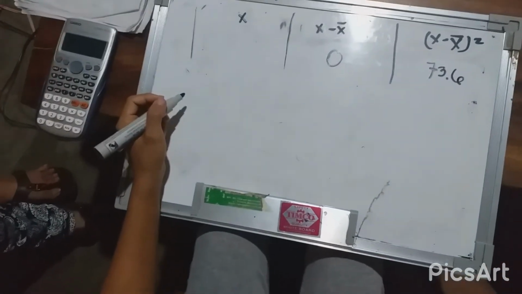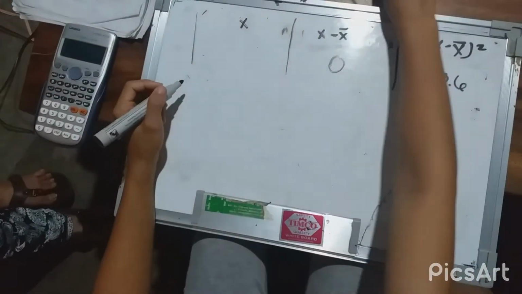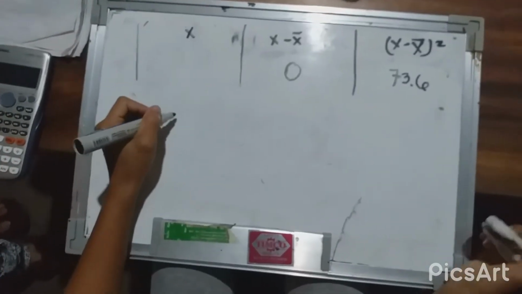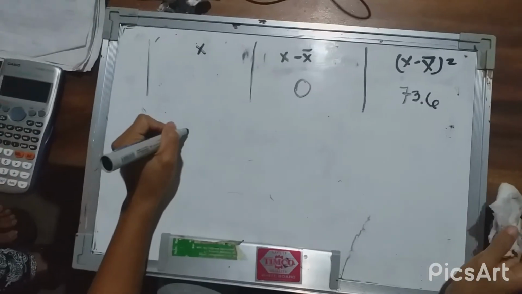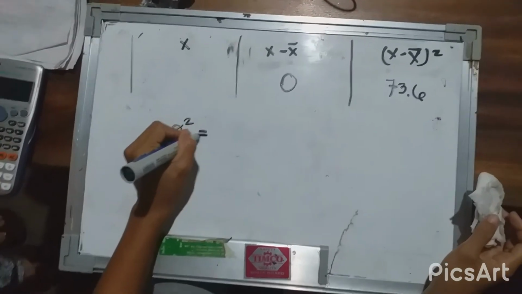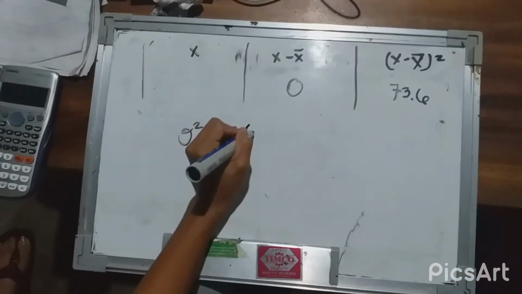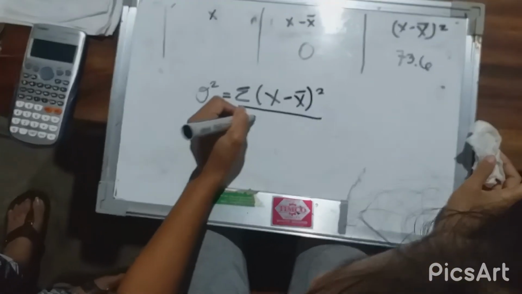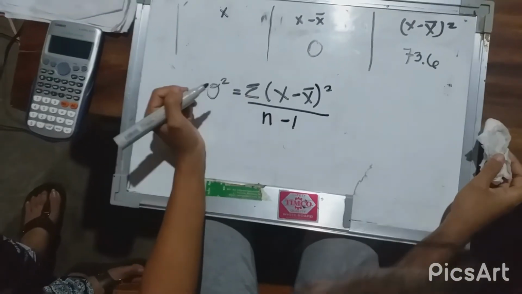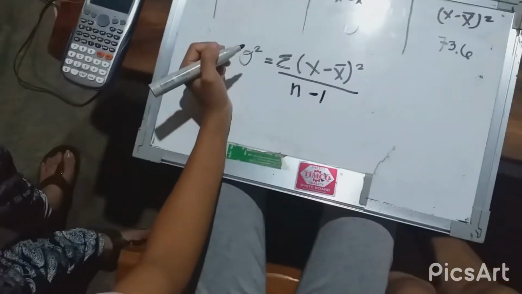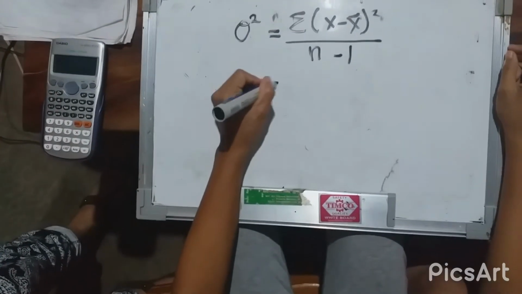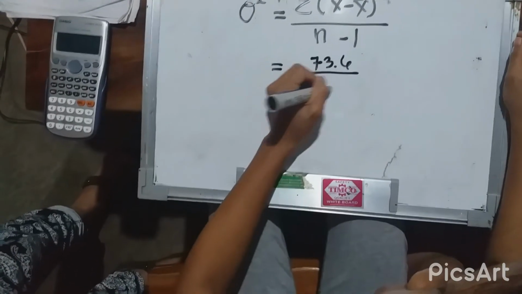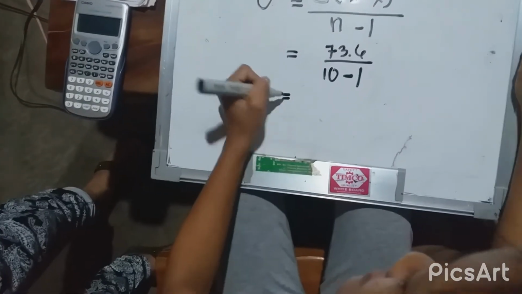Step 3. As the data is not given as sample data, we use the formula for population variance. Sigma squared is equal to the summation of x minus x bar squared over the total number minus 1. 73.6 over 10.1. The variance of the given problem is equal to 8.18.